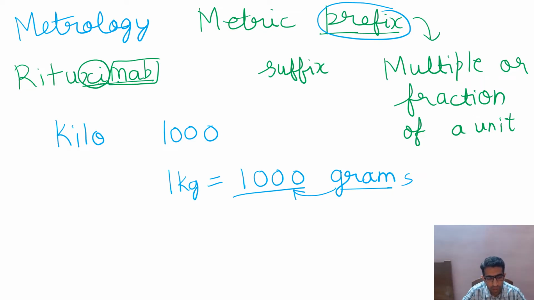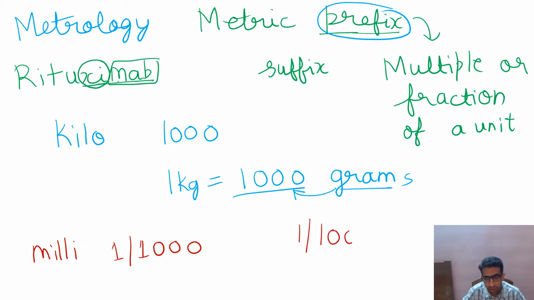Clear? So now the prefix milli is another very important prefix. Milliliter, millimeter. This basically means 1 by 1000. Milli is 1 upon 1000. Used before gram, it becomes 1 by 1000 of a gram. That is, 1 milligram is equal to 1 by 1000 grams. Clear so far? Any doubt? Please feel free to ask.